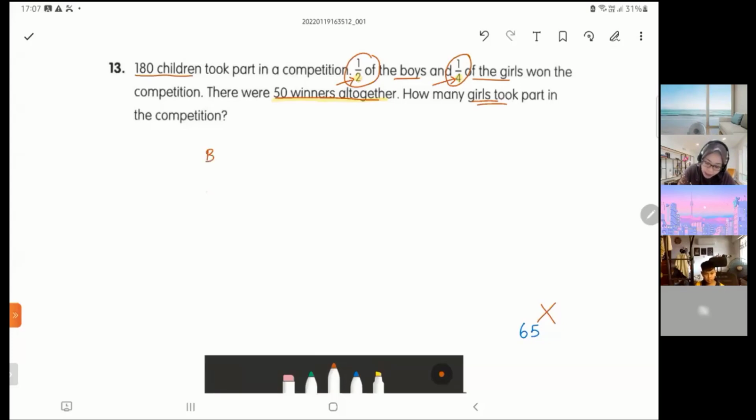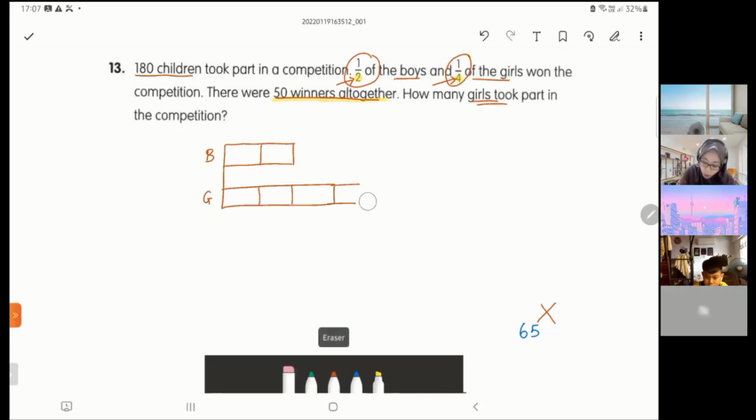So I have boys and girls. The boys will be 2 units. Let's say about here, 2 units. Remember, boys and girls units will not be the same. The girls is 4 units. I'm not going to draw it this way, 1, 2, 3, and then another one 4. No, because they are not the same. So the girls will be, let's say, a bit shorter than the boys.